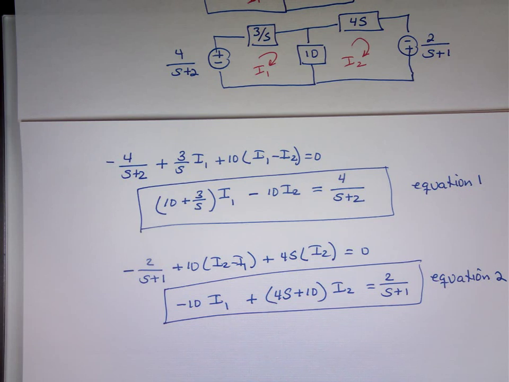We have 2 unknowns, I sub 1 and I sub 2. You leave S in. You find your answer in terms of S, then you get the inverse Laplace of that. That makes so much sense. You leave it in terms of S.